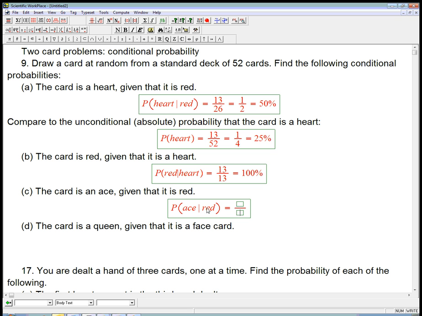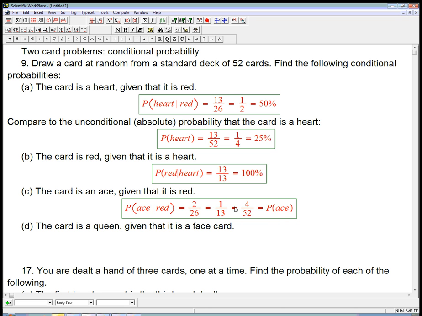Okay, given that it's red, there's 26. Now, how many red aces are there? There's the ace of diamonds and the ace of hearts. That's 2 out of 26, or 1 out of 13. Okay, or that's the same as 4 out of 52. And guess what 4 out of 52 was? That's just the probability that you get an ace without saying anything.